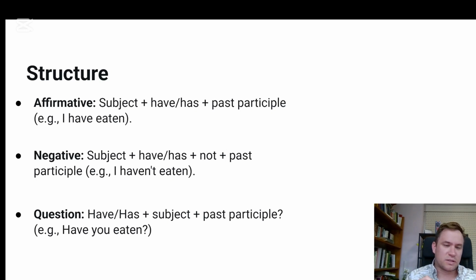And the question forms are inverting our affirmative form. So we have or has, the subject, and the past participle. Okay. So of course we use the has form with the third person like he, she, or it. All the other forms, I, you, we, they, are with the have.